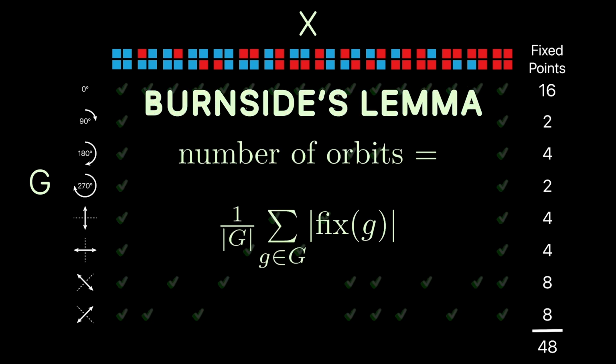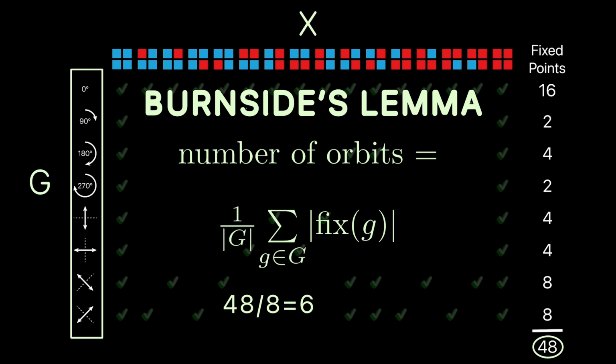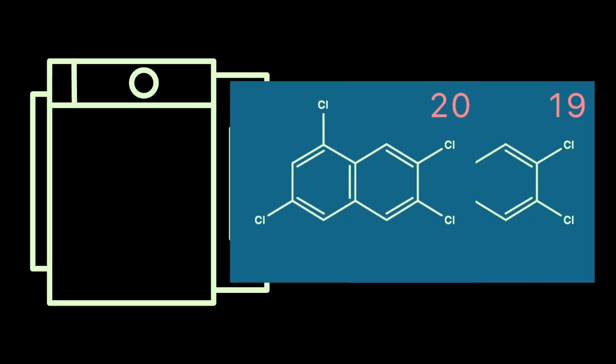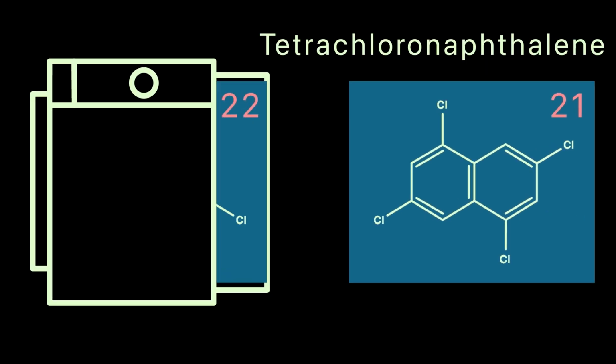Burnside's lemma states the number of orbits, or distinct objects, is the average number of fixed points of G. Here, 48 fixed points, divided by the size of G, which is 8, gives 6 orbits. Burnside's lemma is very handy for counting orbits in real life. You can use it to find out that tetrachloronaphthalene has 22 isomers.